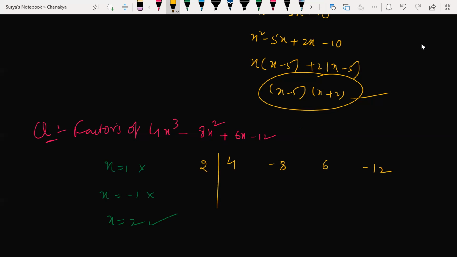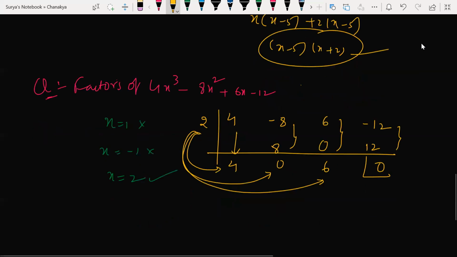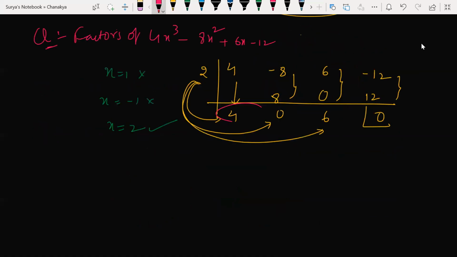I wrote all the coefficients. What is the first step? To write this as it is: 4. 2 into 4, how much, beta? 8. Adding these two, 0. Now 2 into 0, 0, correct? So I'll be writing that 0 here. Adding these two again, 6. Again 2 into 6, 12. Adding these two, 0. Now by using these three numbers, I'll be framing a quadratic equation. How? 4x square plus 0x plus 6.